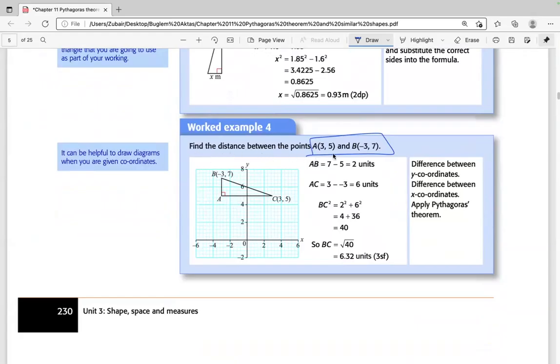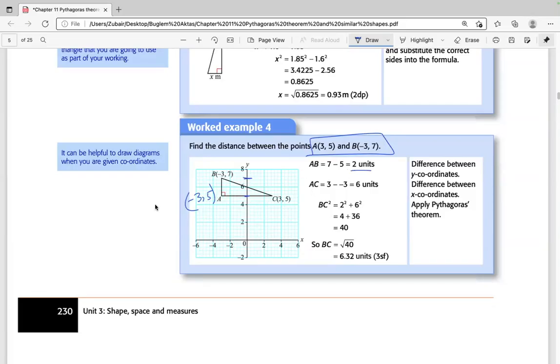Find the distance between 2 points A and B. A and B are already there, so they are perfectly vertical. I can see from the graph that the y value of A is 5. If I write the coordinates, they are minus 3 comma 5. So from A to B, it is perfectly vertical. That is 7 and 5. Distance between 7 and 5 is 2.